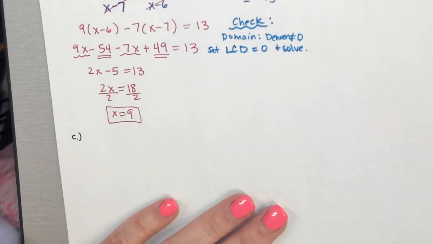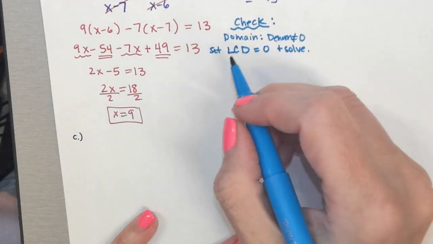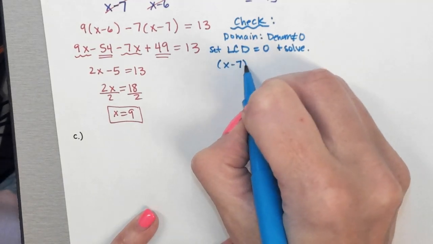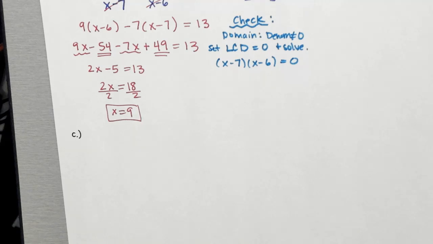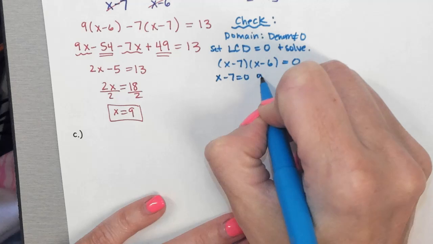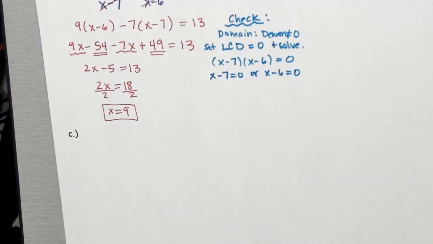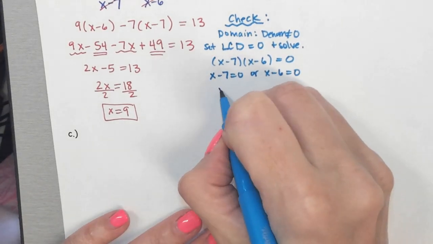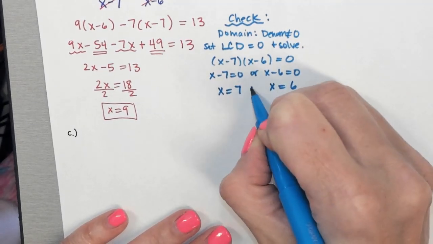So set the LCD equal to 0 and solve. Our LCD is x minus 7 times x minus 6. We're going to set that equal to 0. So we know that x minus 7 equals 0 or x minus 6 equals 0, and then we're just going to solve for x. So if I add over the 7, I have x equals 7, x equals 6.